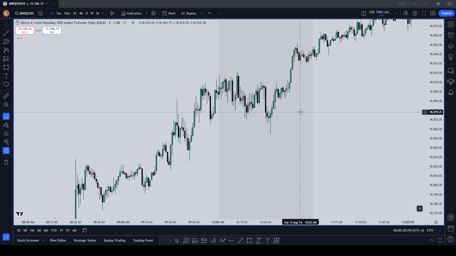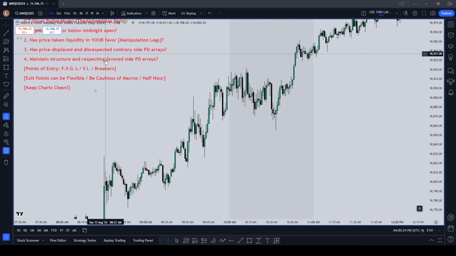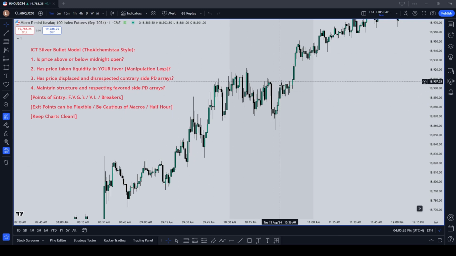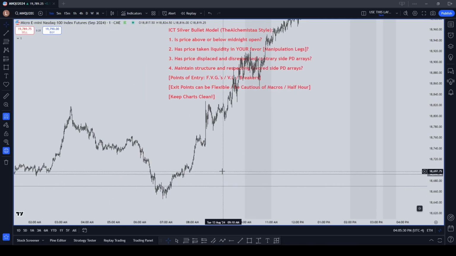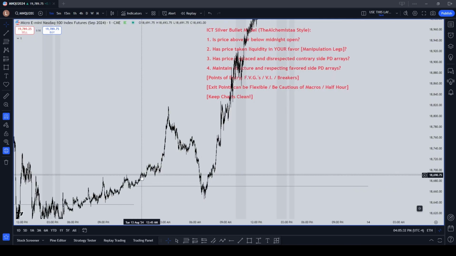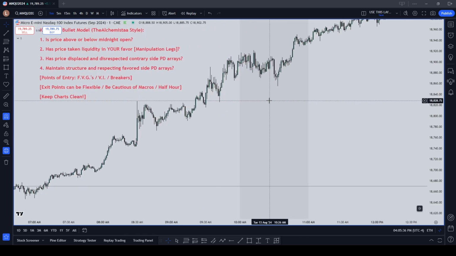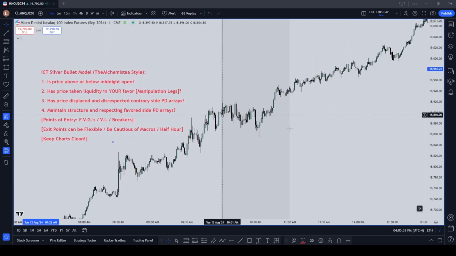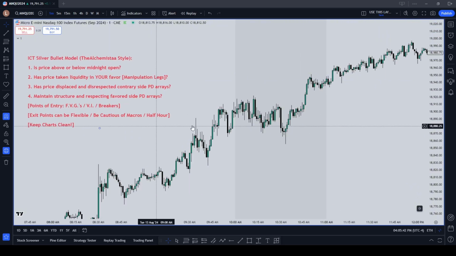Now, before you can think of even going lower, like I said before, the first thing is, is price below or above midnight open? We're above midnight open. Because why? Midnight open is all the way down here. It's really, really far. Let me remove this one. It's really, really far from where price is currently during that ICT Silver Bullet model session. So you follow that checklist. The second thing is, has price taken liquidity in your favor? Yes. You're taking buy stops, buy stops, buy stops.